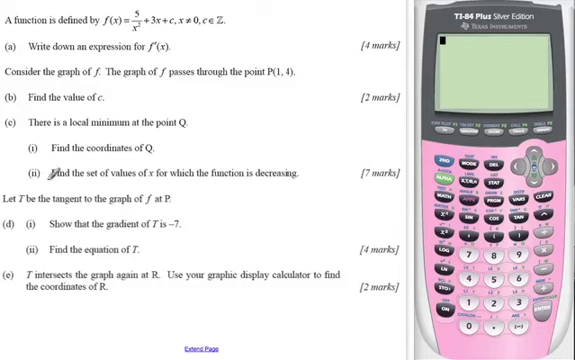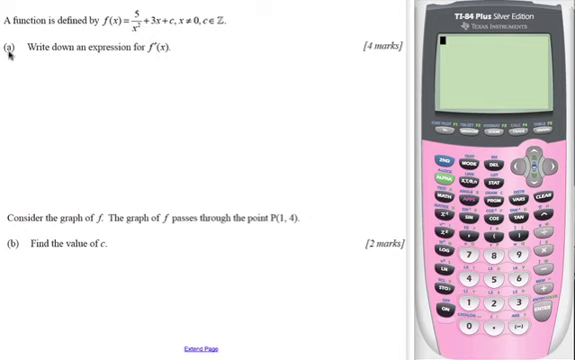Okay, so here we've got a differential calculus question. A function is defined by f(x) = 5 over x squared add 3x add c, where x is not equal to 0 and c is an integer. So we need to write an expression for f dash x. We're going to differentiate that expression. I'm going to get a bit more room by doing this.